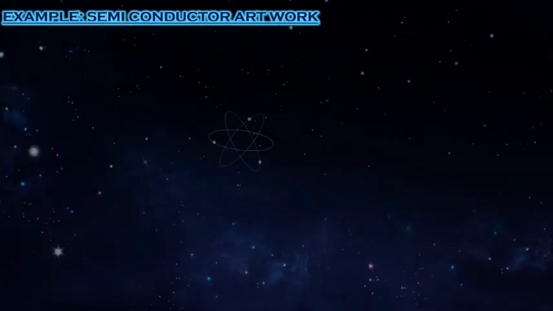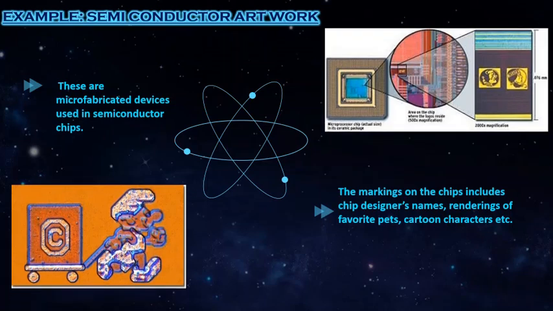One of the best examples of this type of artwork is semiconductor artwork. Basically, these are microfabricated devices that are usually used in semiconductor chips. They may include the chip designer names, renderings of favorite pets, cartoon characters, and so on. These figures are showing a cartoon character, while there is a name of the designer who has made this chip and the pictures of those designers.